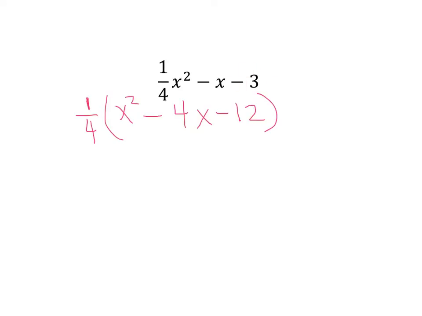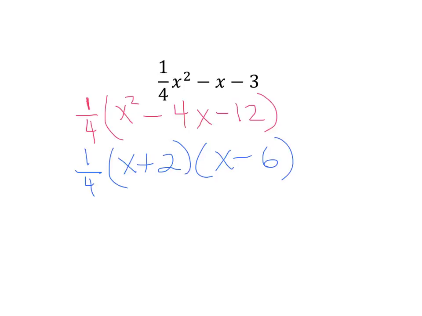Okay, so now you see this part here in this bracket, much easier to factor. So hit pause now and finish the question. All right, here you go. So this is what your answer should end up looking like: 1/4 times x plus 2 times x minus 6. Double check it to make sure it works. Okay, let's go on to the next one.